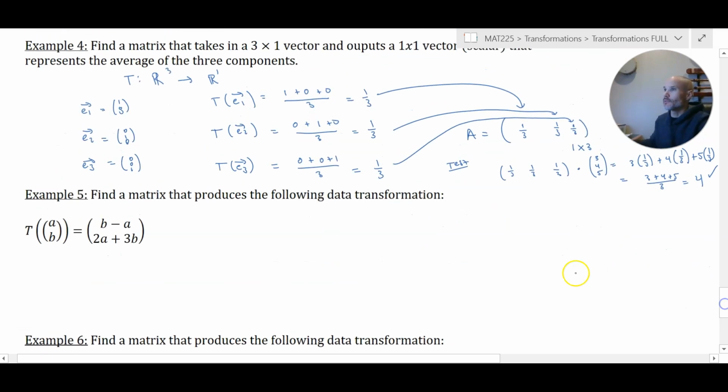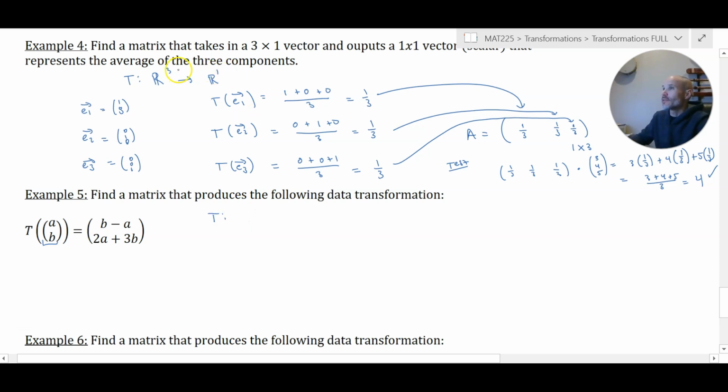Okay, 2 more short examples. Now in this case, notice that instead of being verbally described what we're doing, we're looking at this symbolically. So if I read this, the transformation takes in a vector with 2 components, and we'll label those components A and B. What comes out in the top component of this output vector will report the difference between B and A. And then it will also report in its bottom component twice the value of A plus 3 times the value of B. So all I have to worry about is what this transformation is dimensionally doing.